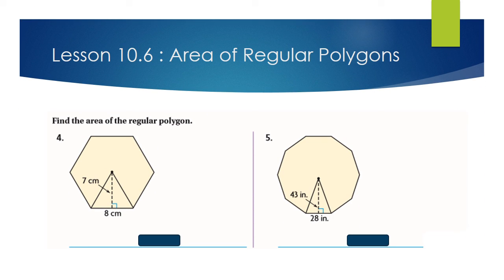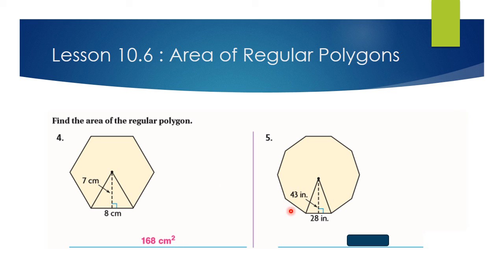Last two examples on this lesson, we have number 4 here. We're going to do the exact same thing. Half times 8 gives me 4, and then 4 times 7 gives me 28. So 28 centimeters squared times the number of sides, which is 1, 2, 3, 4, 5, and 6. So we have 28 times 6, which gives me 168 centimeters squared.